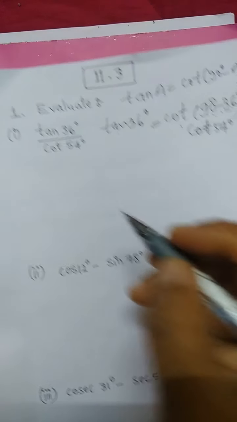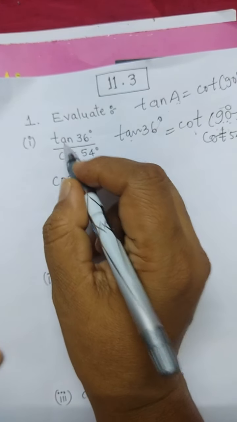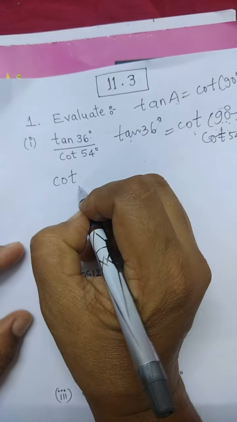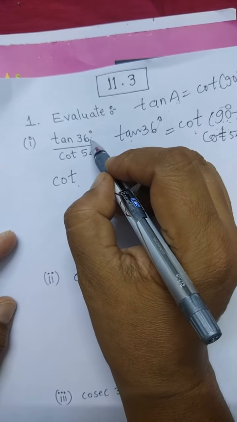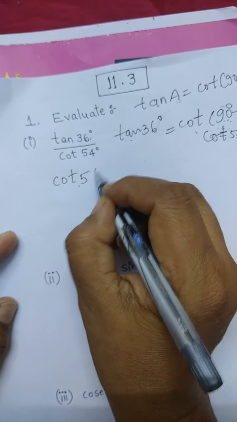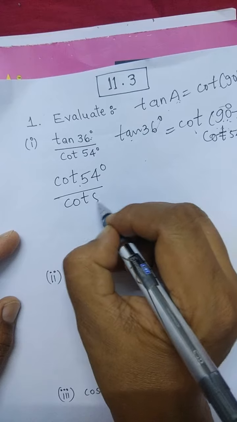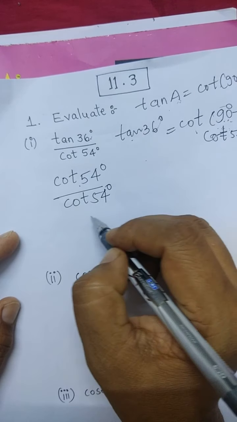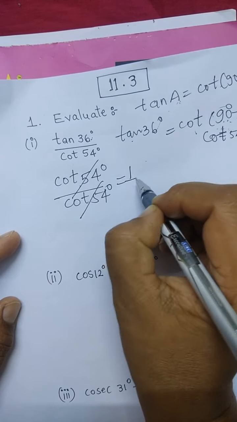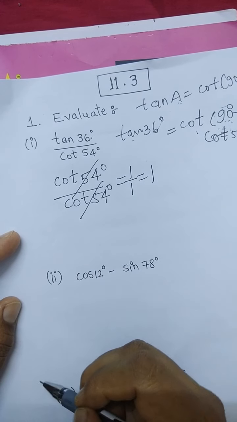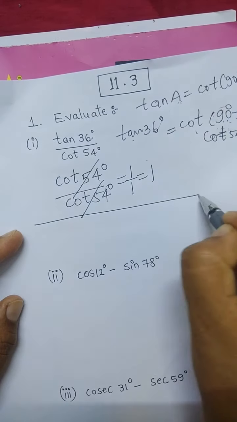So here tan 36 will be cot. Tan's complementary ratio is cot, and the angle will be the complementary angle. What is the complementary angle of 36? It is 54 degree. So cot 54 degree upon cot 54 degree. One ones are 1. Now, this is the first way.